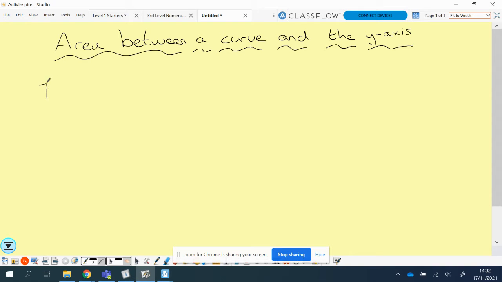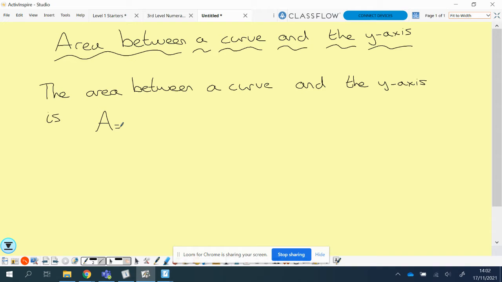So what we do is, the area between a curve and the y-axis is the integral between two limits b and a. We rearrange our function so that we have x equals, okay, and we integrate with respect to y.